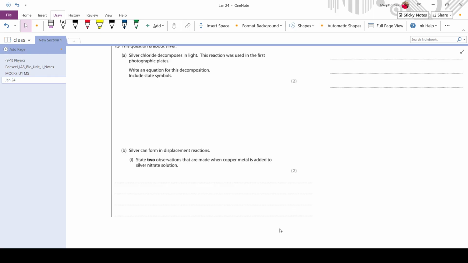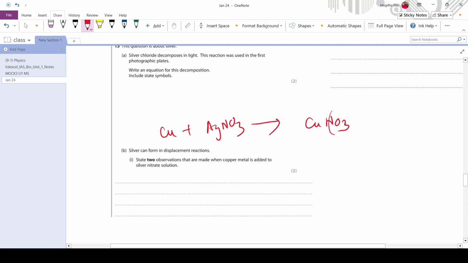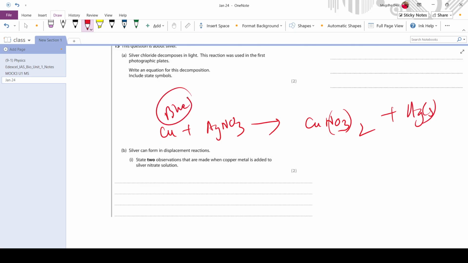When copper metal is added to silver nitrate solution. Okay, what is happening here? Copper and silver nitrate. So Cu(NO3)2 plus Ag is produced. So what is happening? Blue is going to what? Colorless, considering copper's blue color is gone because copper has now reacted. Or wait, did I make a mistake? I think I made a mistake. One minute.